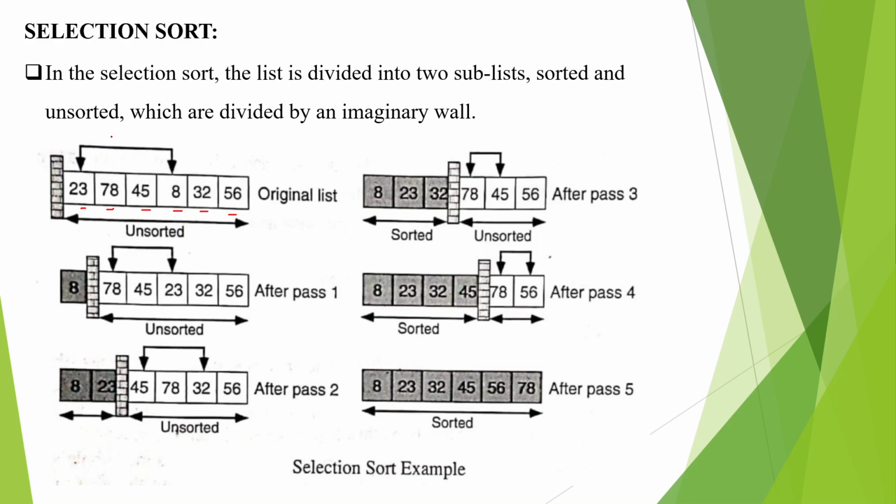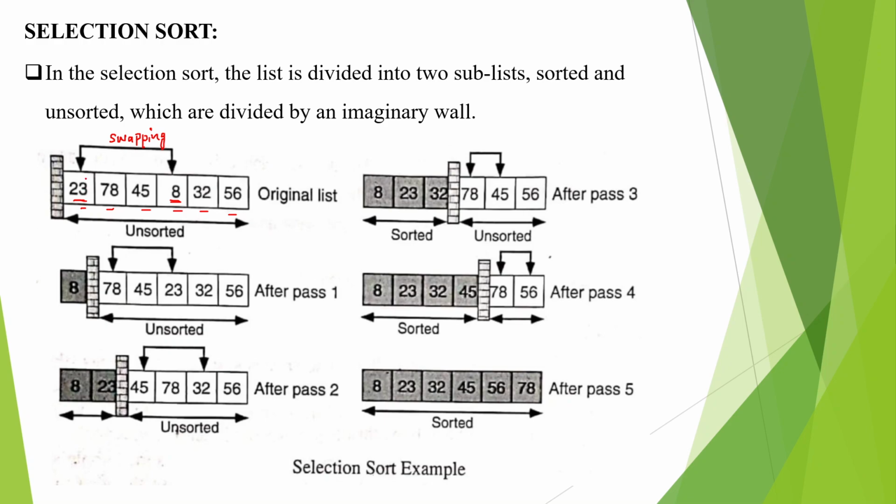So this arrow, whatever we marked here, represents swapping. From this list it is clear that 8 is the smallest element and we are swapping this 8 with 23. Why are we swapping with 23? Because we need to swap this 8 with the first element in the unsorted list. Okay, just swap it.